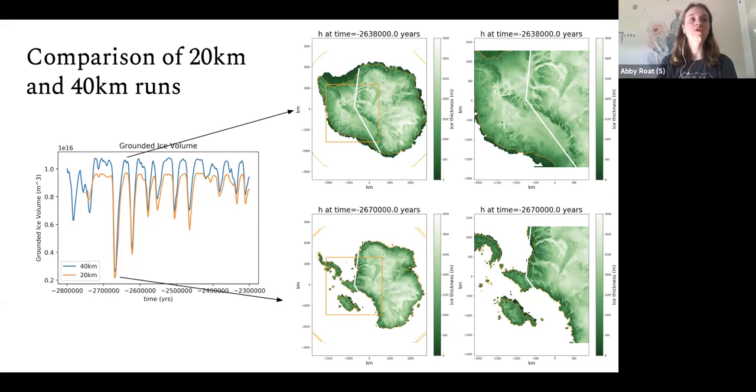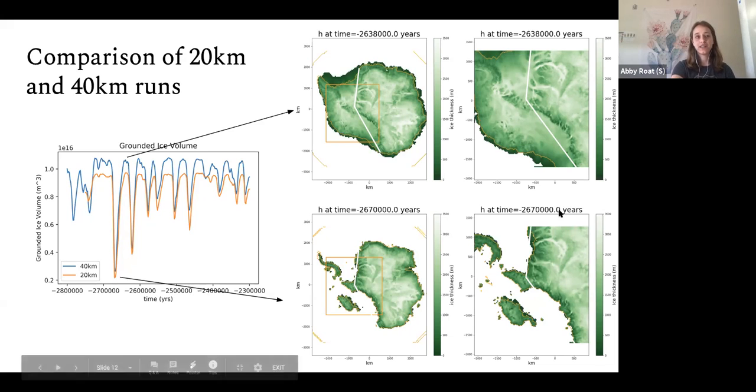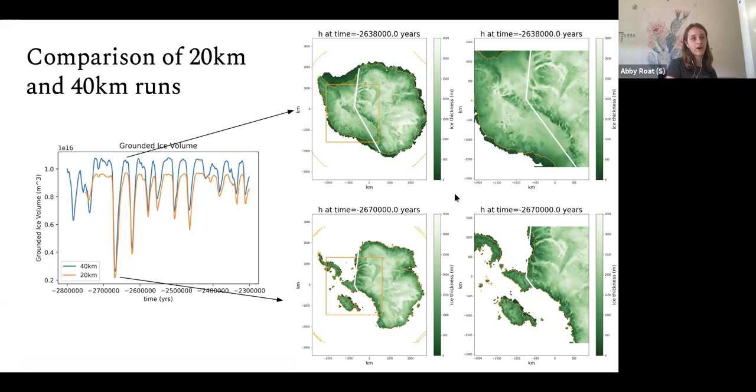However, if you look at the maps on the right, the 40 kilometer ones are the full Antarctic ice sheet, and the 20 kilometer runs are shown by the orange box on the full Antarctic ice sheet. And the white line delineates what I was actually looking at in this graph. Everything to the left of the white line on all of the pictures. There are things that are outside of that orange box, especially during the glacial maximums, that are counted in the graph. So taking that at face value maybe isn't the best idea.